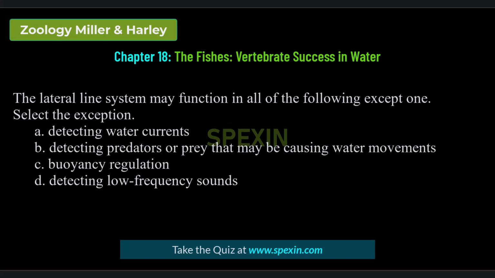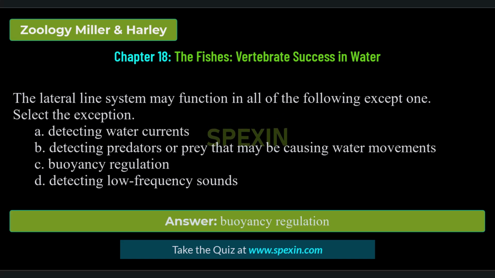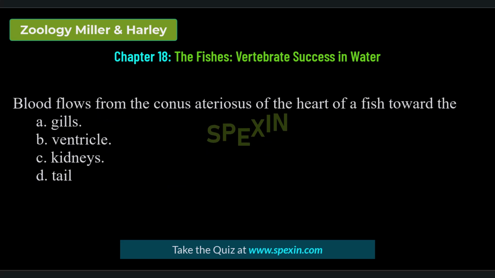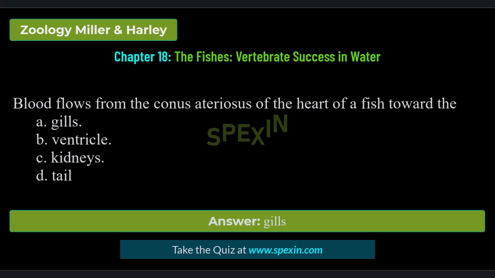Select the exception. Detecting water currents. Detecting predators or prey that may be causing water movements. Buoyancy regulation. Detecting low-frequency sounds. Correct answer: buoyancy regulation. Blood flows from the conus arteriosus of the heart of a fish toward the gills, ventricle, kidneys, or tail. Correct answer: gills.